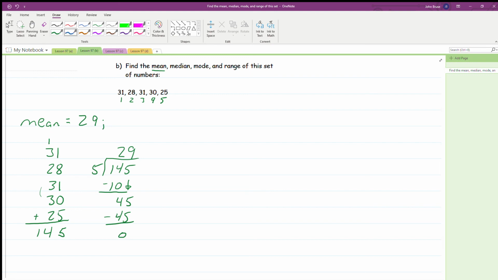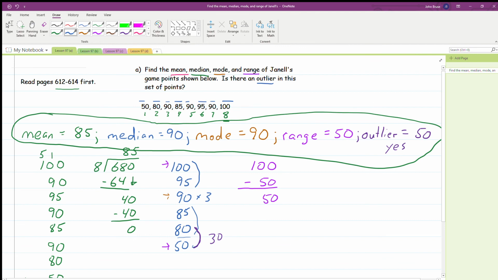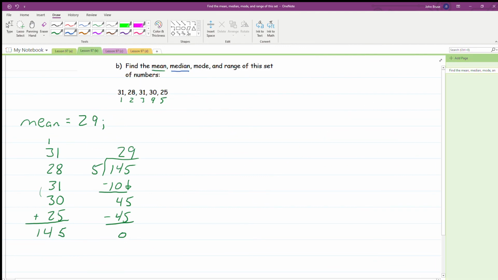And we'll switch colors for the median. The median is the middle number. So I'm going to do the same thing I did on the last problem. I'm going to list the numbers out like we did here. And we're going to try to do it from largest to smallest. So we have 31 is our biggest number. And there is 2 of them. So we're going to write 31 times 2. There's 2 of those. And then the next biggest number is 30. So I'll put 30 here. And then the next one is 28.